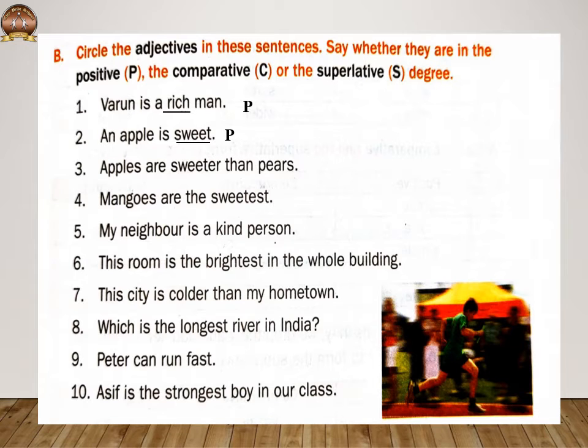Positive. Sweeter. We see ER and we see than. Of course it is comparative. Yes, sweetest. Now all mangoes are being compared in one go with all the fruits and declared that they are the sweetest. You see, the is here, so is est. Of course, it is superlative degree. Now you solve it and pause the video, solve and check your answers if you have not done in class.